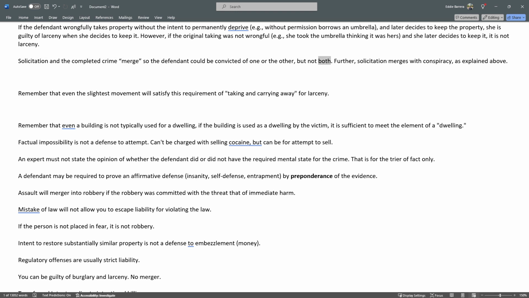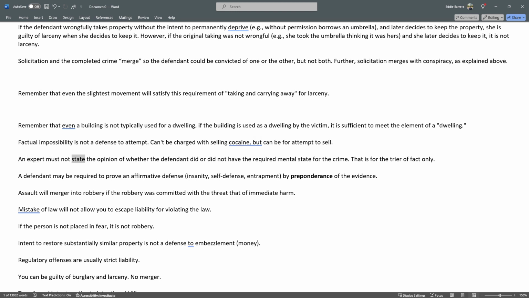Solicitation and the completed crime merge, so the defendant could be convicted of one or the other, but not both. Further, solicitation merges with conspiracy, as explained above. Remember that even the slightest movement will satisfy this requirement of taking and carrying away for larceny. Remember that even a building not typically used for a dwelling, if used as a dwelling by the victim, is sufficient to meet the element of a dwelling. Factual impossibility is not a defense to attempt. Can't be charged with selling cocaine, but can be for attempt to sell.